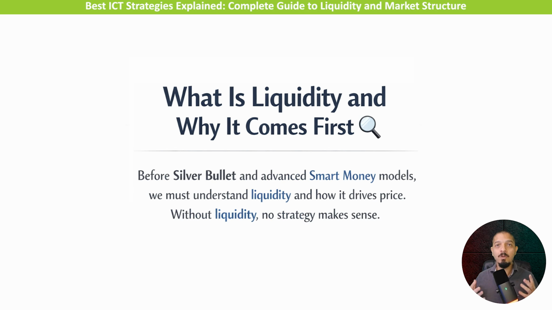However, before we break down powerful ICT strategies like the silver bullet and other smart money models, we need to understand the engine behind them. What is liquidity, and how does it really work in the market? To answer that, we must begin with a clear introduction to smart money and the fundamentals of liquidity within the smart money concept. Because without understanding liquidity, no strategy will make sense in real market conditions.